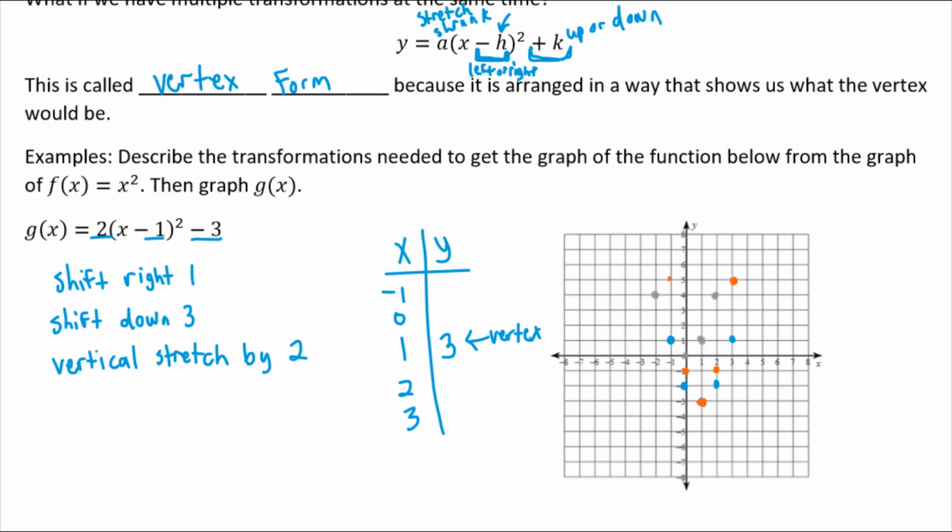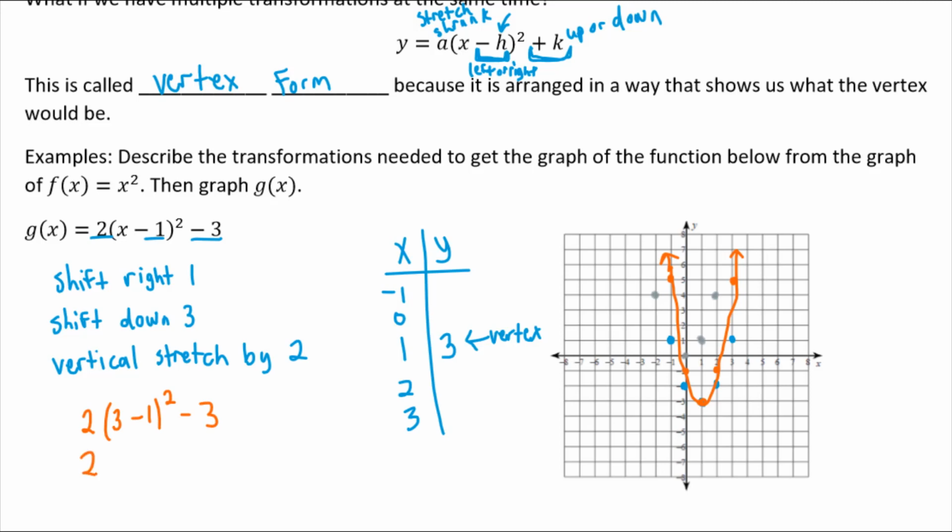Now you can get the same exact answer, the same exact graph, by plugging in points. You do have to pay attention to order of operations here. It doesn't matter which one you start with, but if you start with plugging in the 3, what you want to make sure you do is the inside first.